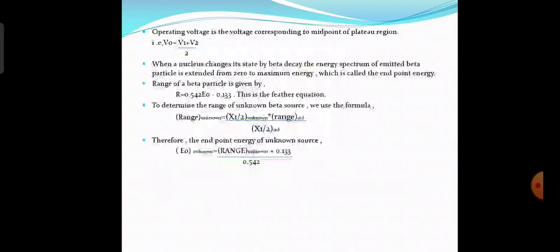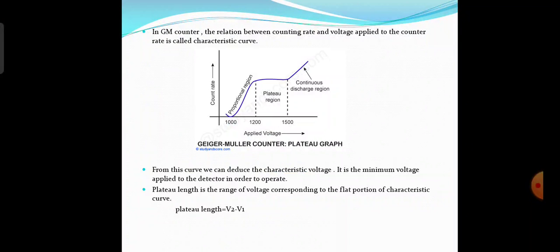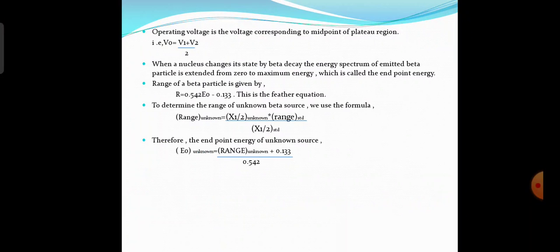And we get the operating voltage with which the GM counter works to detect the counts from this graph, which is the midpoint of the plateau region. That is, the operating voltage V0 is equal to the maximum of the plateau plus the minimum of the plateau, that is (V1 + V2) / 2, which is the midpoint of the plateau region.